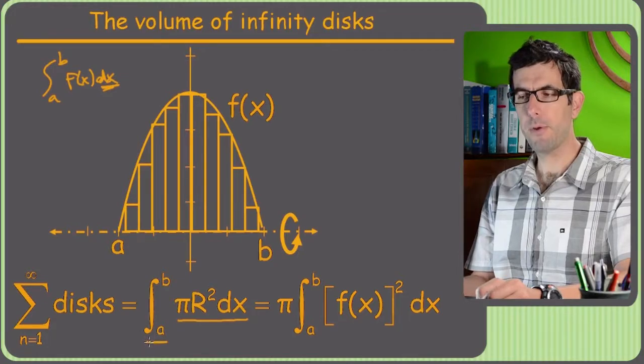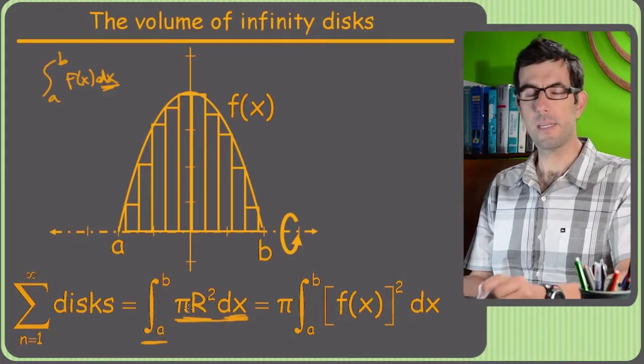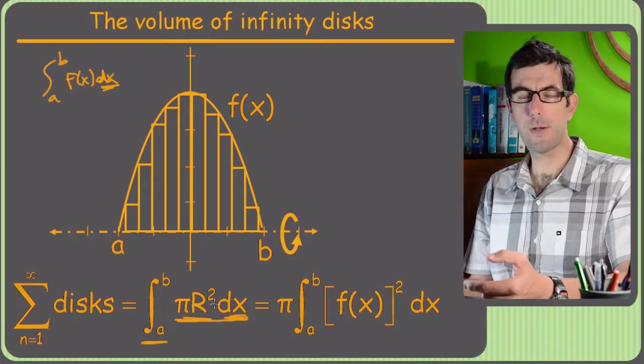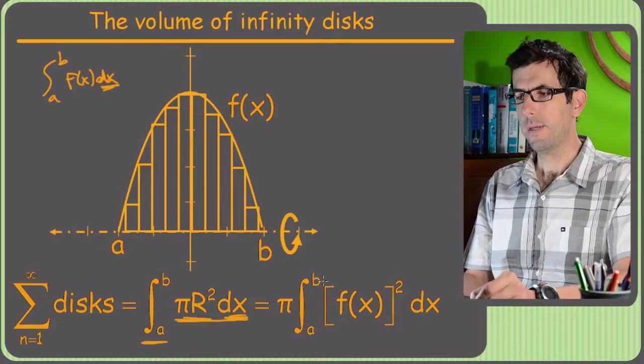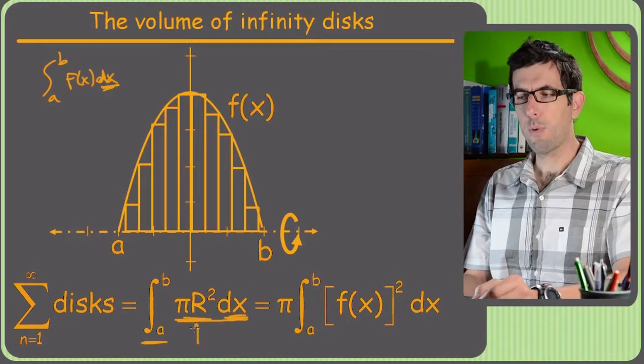It's just going to say, you know what? By putting this integral from a to b and this dx right here, I'm going to add up infinity disks, each of which is pi r squared in area. But what the heck is r? What do we put in for r?